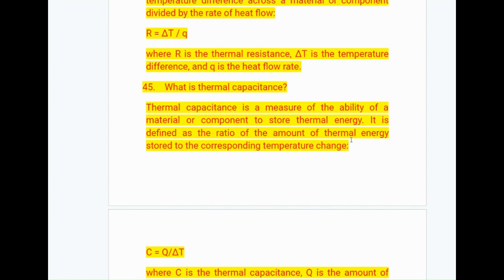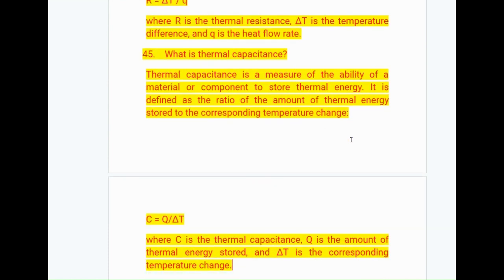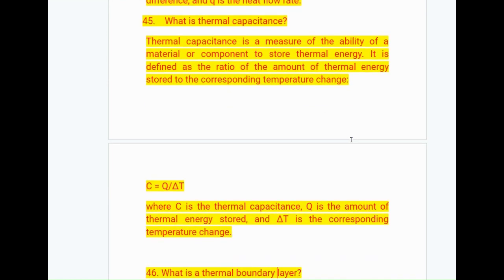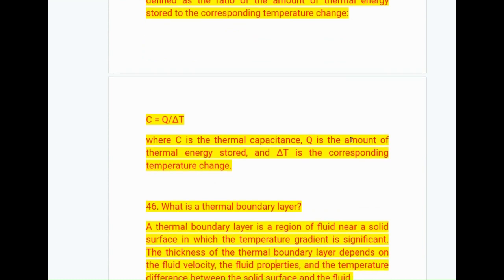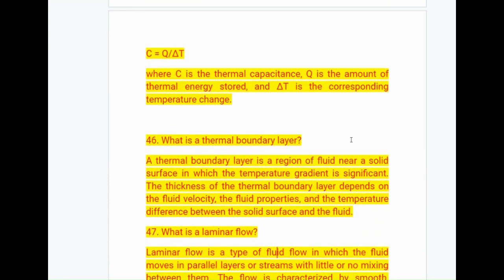What is thermal capacitance? Thermal capacitance is a measure of the ability of a material or component to store thermal energy. It is defined as the ratio of the amount of thermal energy stored to the corresponding temperature change. C is equal to Q/ΔT, where C is the thermal capacitance, Q is the amount of thermal energy stored, and ΔT is the corresponding temperature change.